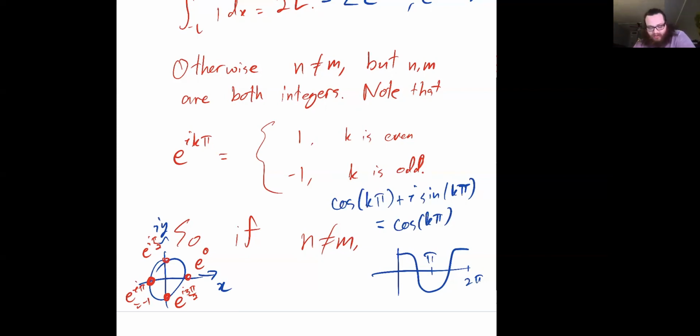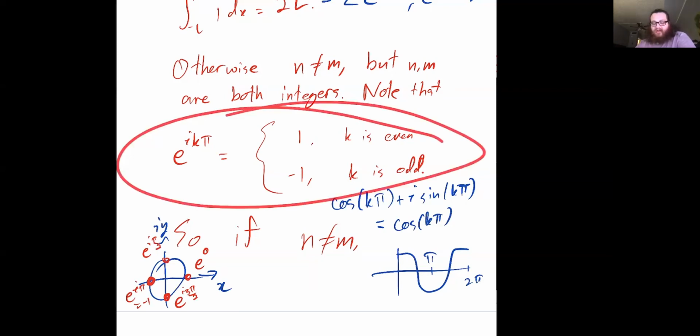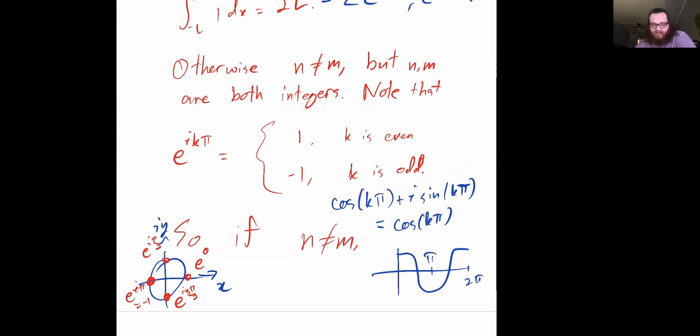So either way you want to see it and interpret it is fine, but the point is that we have this identity: e to the integer k times pi is either going to be 1 or -1, depending on whether k is even or odd.